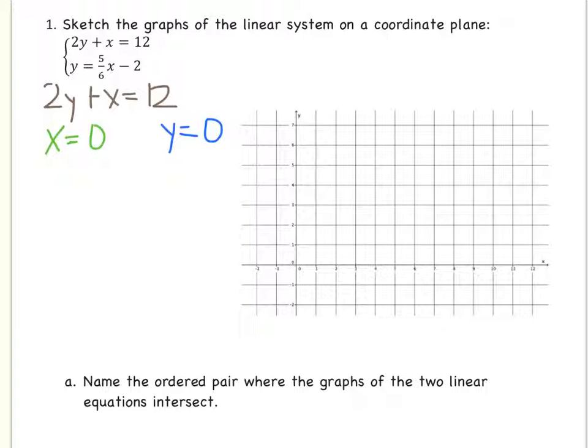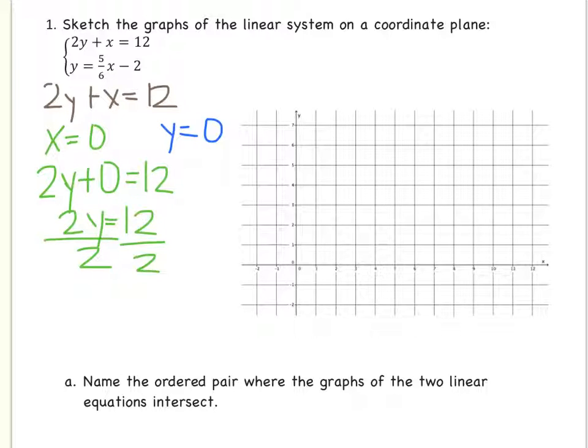So I'm going to plug in x equals 0 first. So I have 2y plus, and instead of x, I'm writing 0, equals 12. So I have 2y plus 0 equals 12. Again, that plus 0 vanishes, and I'm left with 2y equals 12. Divide each side by 2. And the y value that I get is 6. So remember, when you have an ordered pair x, y, my x value is 0, and my y value is 6. So my ordered pair would look like (0, 6).